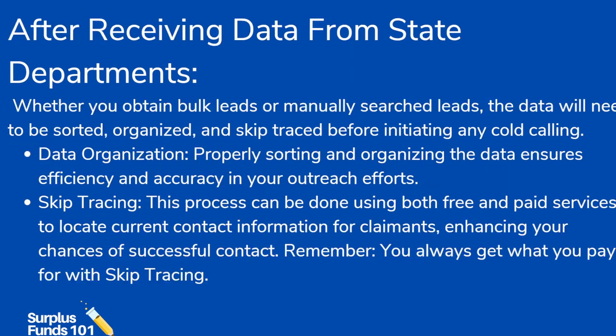Okay, now, what do you do after you have the data? You've got to skip trace it so you can call it. Whether you obtain bulk leads or manual search leads, the data will need to be sorted, organized, and skip traced before initiating any cold calling. So the very first step of that is data organization. It's properly sorting and organizing the data to ensure efficiency and accuracy of your outreach efforts. The second part to that is skip tracing. This process can be done using both free and paid services to locate the current information for the claimants, enhancing your chances of successful contact.